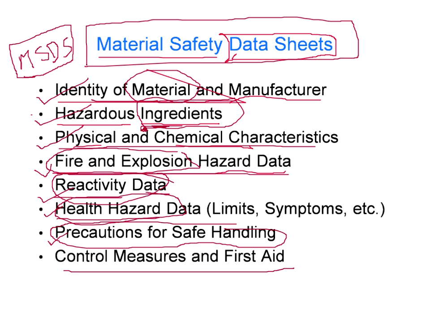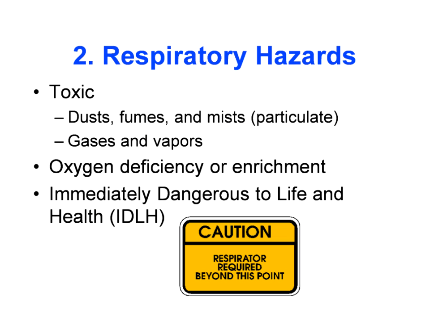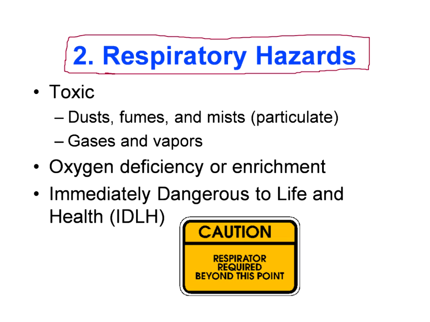Material Safety Data Sheets. So this material safety data sheet gives information about the type of material, its hazardous ingredients, its physical and chemical characteristics, hazards, and its reactivity data, okay, and its health effects, how to handle, and how to control this kind of dangerous situation.